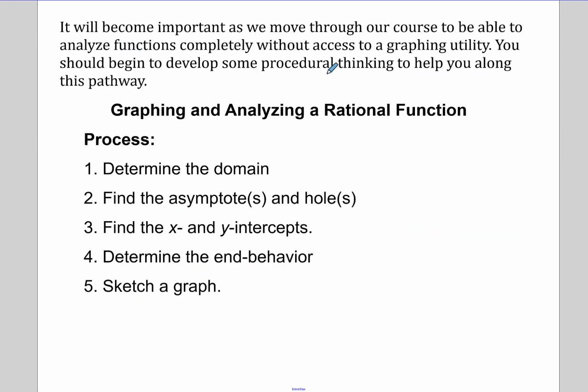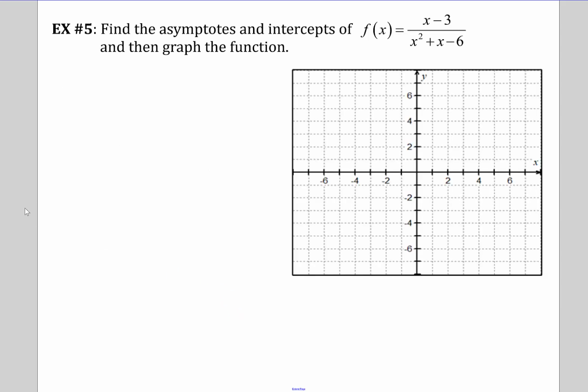It's going to be important for most of our course to be able to analyze functions like this without using a calculator. And you can see we're already starting to develop a process for what we need to do. Find the domain, locate asymptotes and holes for removable and non-removable discontinuities, locate any intercepts you have, think about the end behavior, and then find some method to sketch the graph. And we're going to look at that in this lesson and the next lesson.